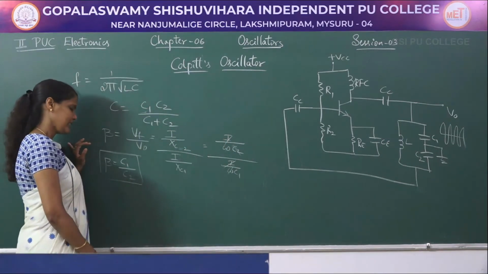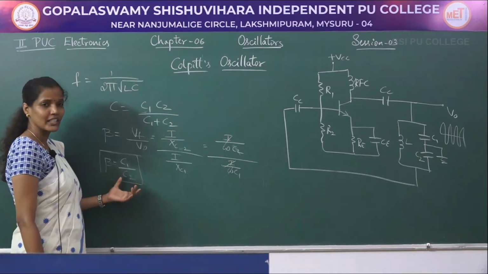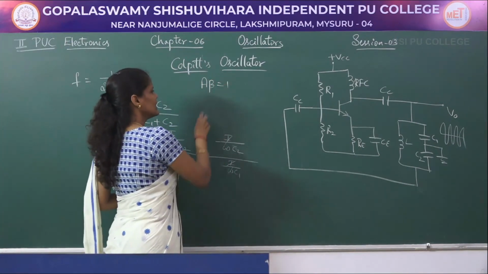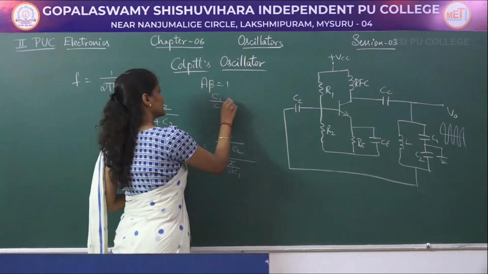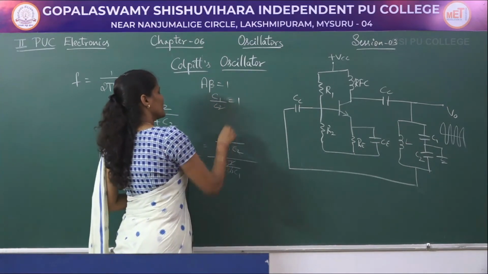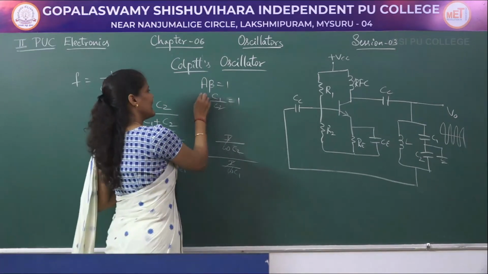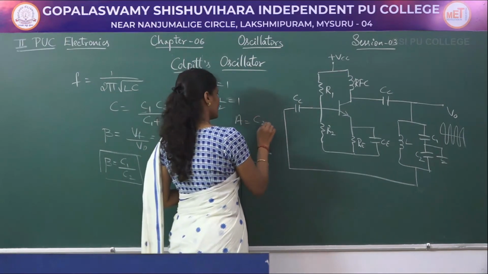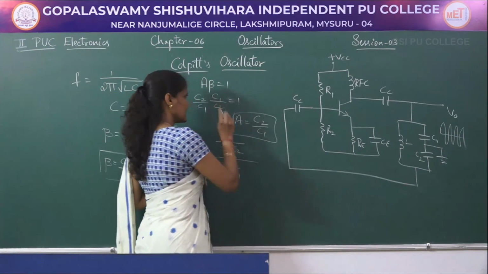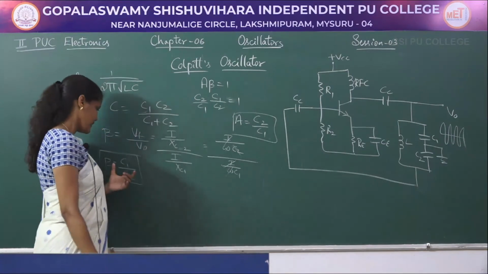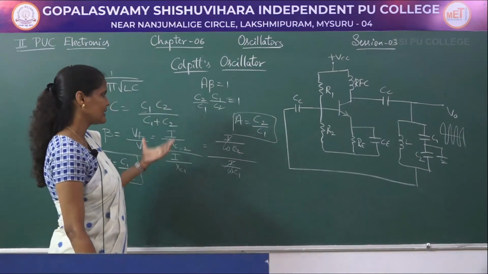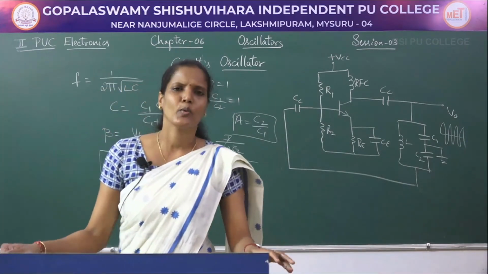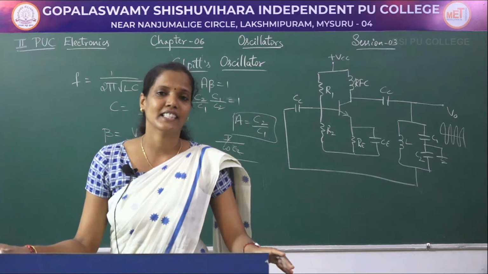Hence beta, that is the feedback ratio, is equal to C1 by C2. We know that A beta must be equal to 1. If beta is equal to C1 by C2, in order to get the product as 1, A must be equal to C2 by C1. So A is equal to C2 by C1 and beta is equal to C1 by C2. If you satisfy these parameters, then the second criterion of the Barkhausen will be satisfied, which helps us in generating the sustained oscillations.